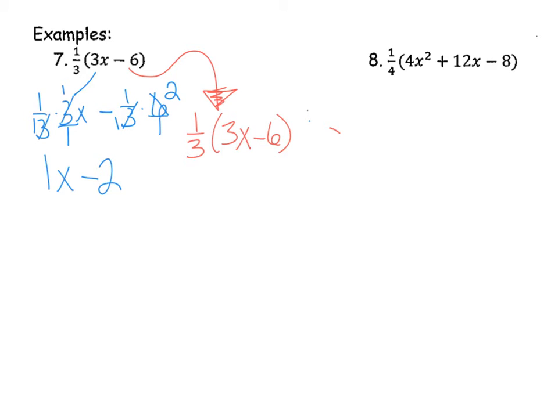Everybody, the 3 outside goes into this 3 on the inside. How many times does 3 go into 3? 1. This 3 also goes into this 6. How many times does 3 go into 6? 2. So now I have a 1 over 1 on the outside, which is basically a waste of your time. Don't even write it. Inside, I've got a 1x minus, that looks like an equal sign now, sorry, 2.